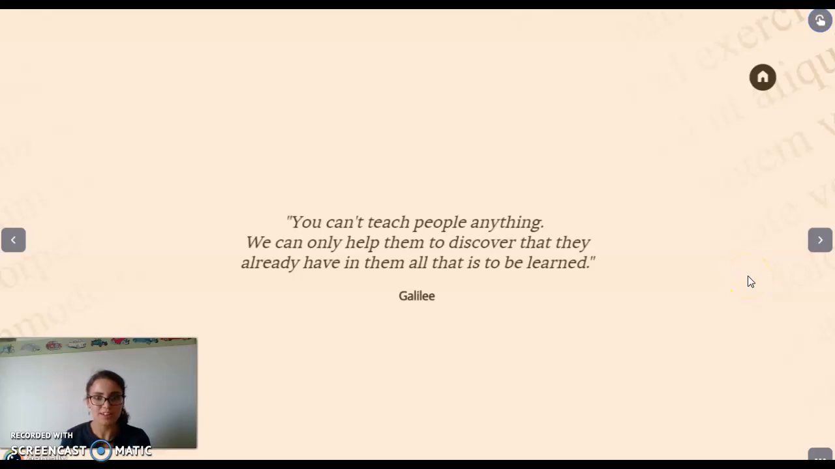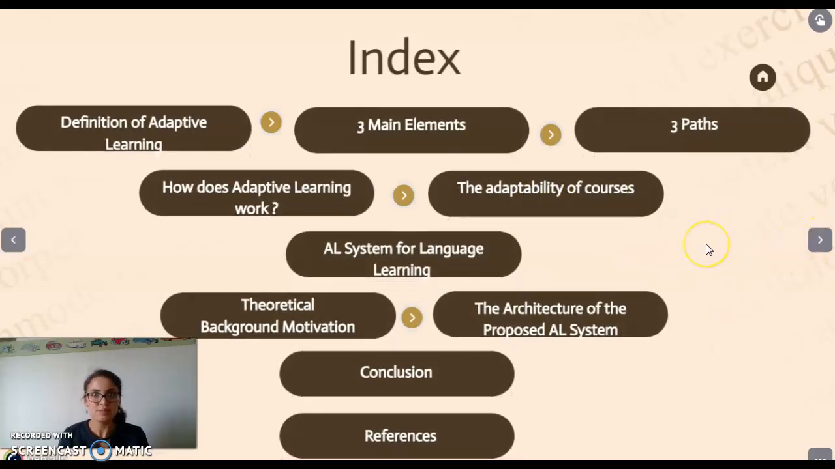I put here a proverb of Galilei, I think in French. You can't teach people anything. We can only help them to discover that they already have in them all that is to be learned. I like this proverb very much. And we will speak together today.